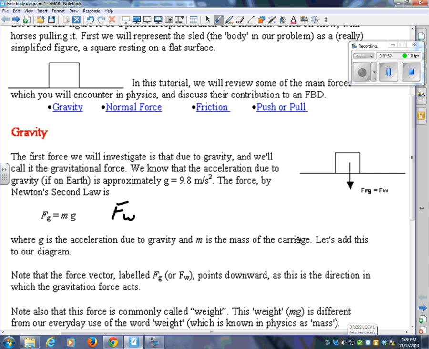I think you can see it over here on the right side as well: Fg is equal to Fw. Okay? So the big F just signifies force, and then the subscript indicates what type of force it is. Where g is, of course, the acceleration due to gravity, and m is the mass of the carriage. Let's add this to our diagram.